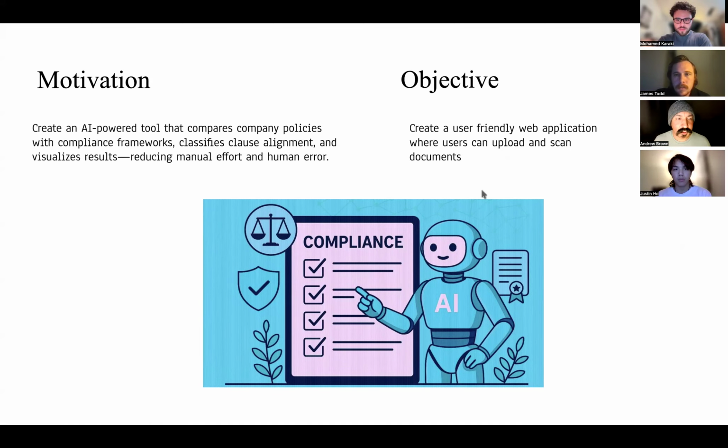Today, our motivation is to address a key challenge in compliance management. Many companies still rely on manual review of policies to determine whether they align with regulatory frameworks. The process is time-consuming, inconsistent, and often prone to human error. Our objective is to create a user-friendly, AI-powered web application that allows users to upload documents and automatically scan them for compliance alignment. This system reduces manual effort and supports faster, more accurate decision-making.